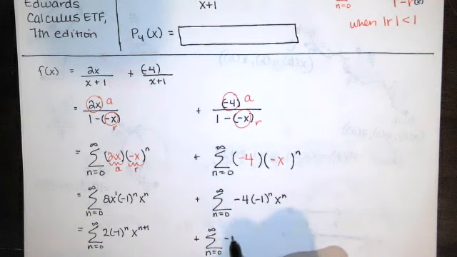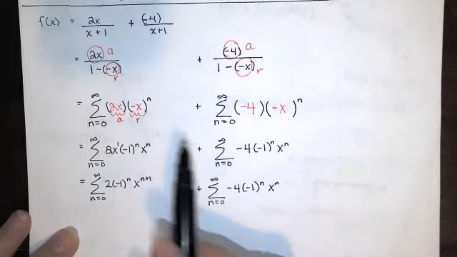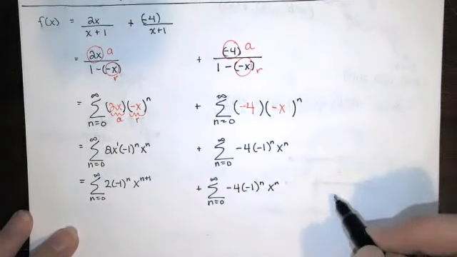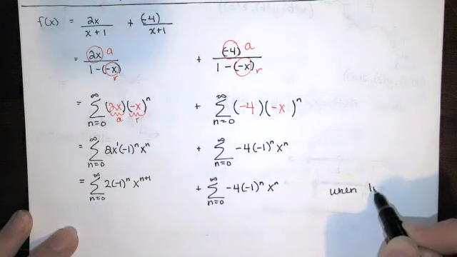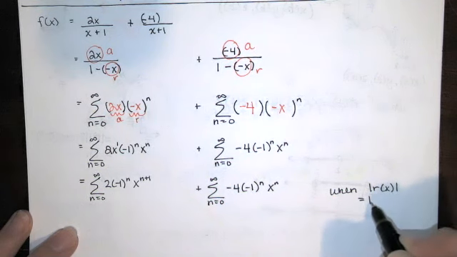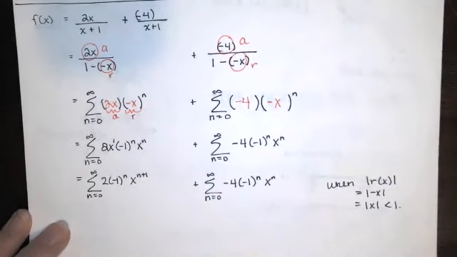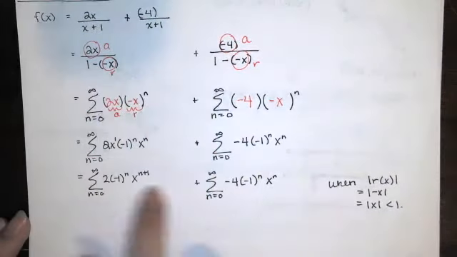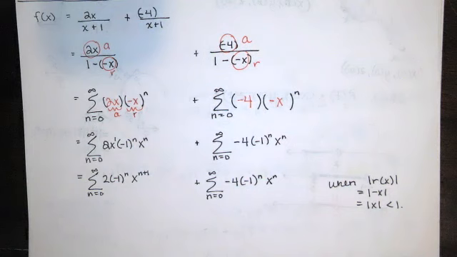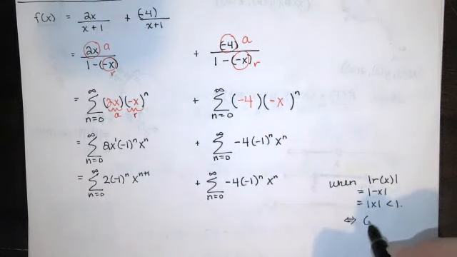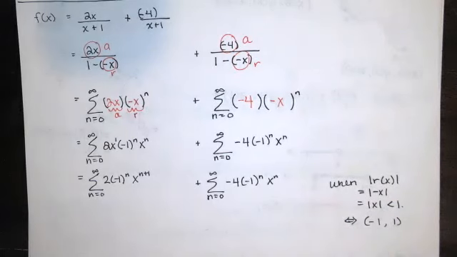f of x can be written as the sum of these as long as the absolute value of r, which in this case is the absolute value of negative x, which is the same as the absolute value of x, is less than 1. So f will converge to this sum for that interval. Remember, that's the same as saying that x is between negative 1 and 1.